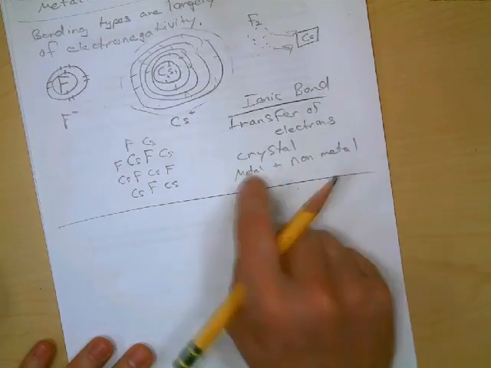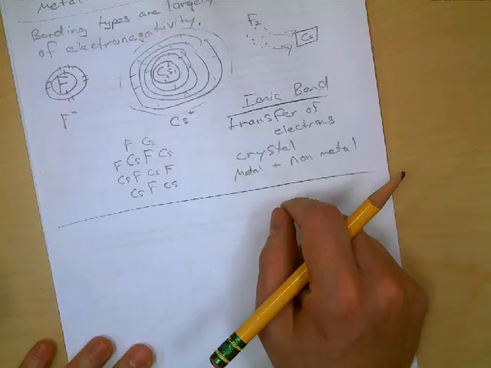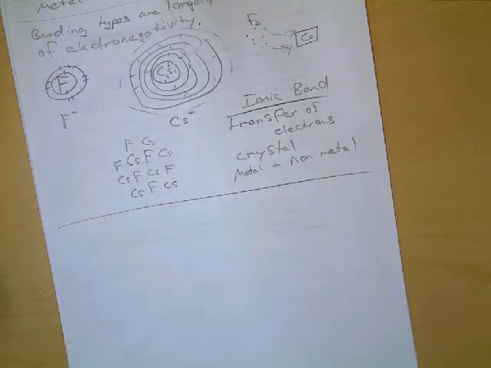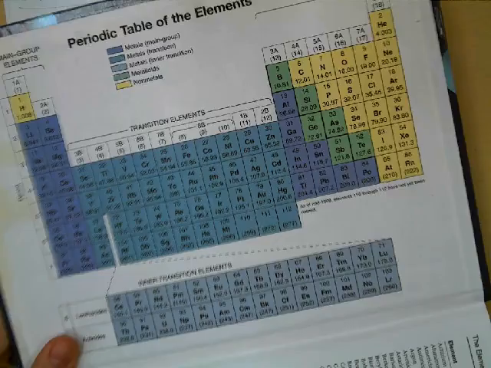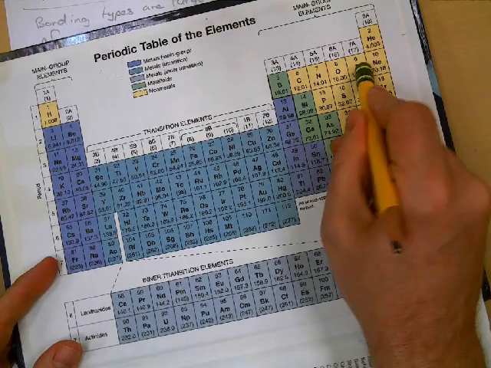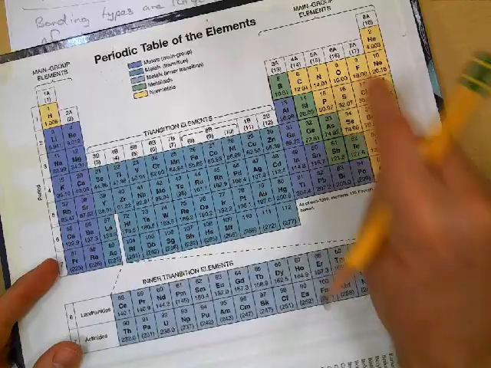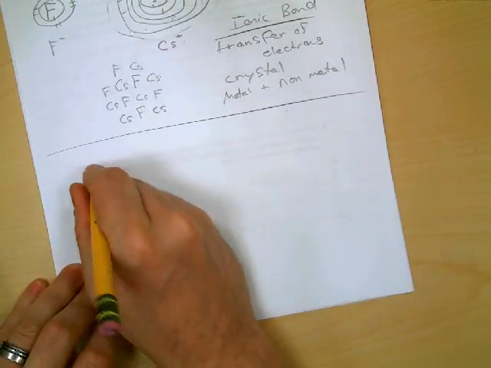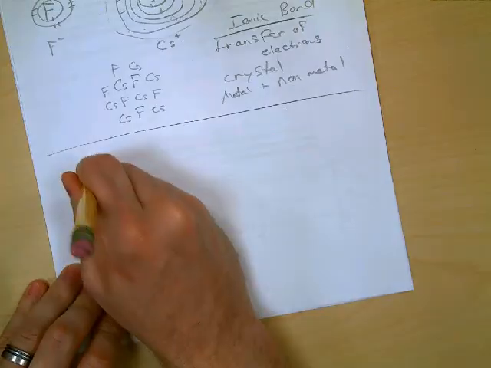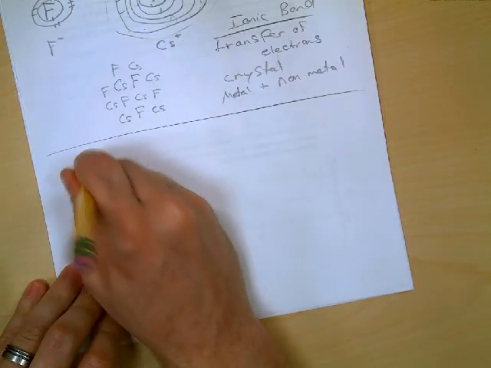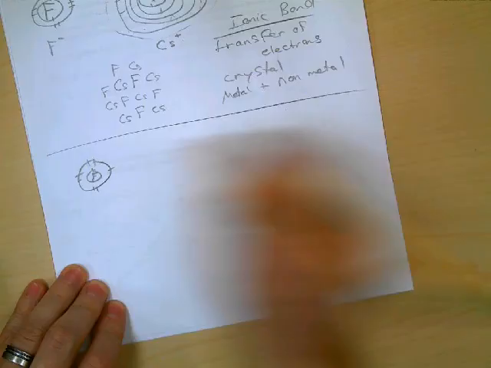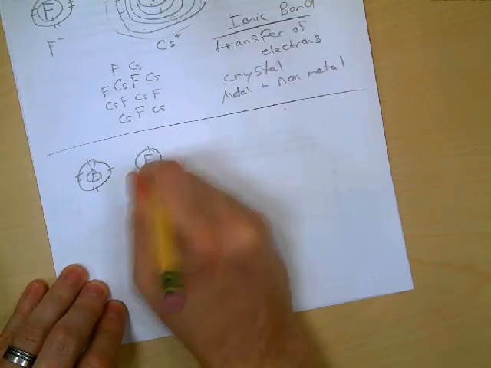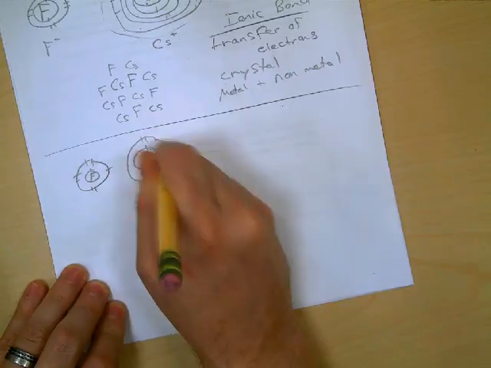Let's go to the next one. Let's take a similar example, but we'll take fluorine and another fluorine atom. Let's take two fluorine atoms. Okay, so here's a fluorine atom with 2 electrons in the inner shell, and 1, 2, 3, 4, 5, 6, 7 on the outer. And let's take this fluorine atom, 2 on the inner, 1, 2, 3, 4, 5, 6, 7 on the outer. Okay?